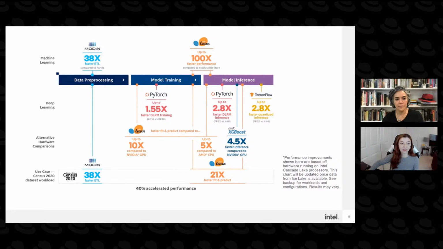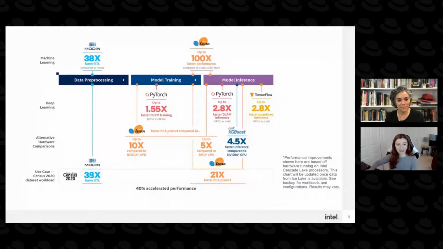So starting on the left with the data pre-processing step, by using Intel distribution of Modin and just doing a single line code change, you can actually see up to 38 times faster ETL in the case of a US Census 2020 workload that we ran. ETL being where you're dropping NaNs and you're cleaning up the data to get it ready for your model training.